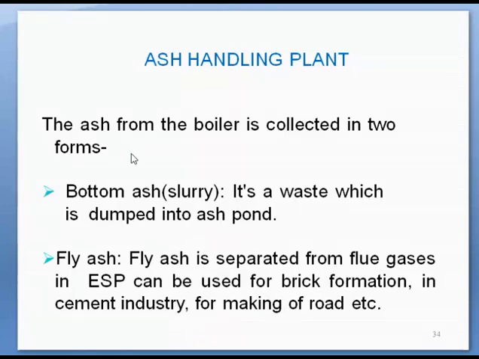The ash from the boiler is collected in two forms. One is bottom ash. It is the waste which is dumped into the ash pond. The bottom ash is mixed with water, forms a slurry, and finally is sent to the ash pond. Then there is fly ash, which goes with the flue gas, and fly ash is separated from the flue gas in the electrostatic precipitator and can be used for other purposes such as brick formation, the cement industry, or making roads.